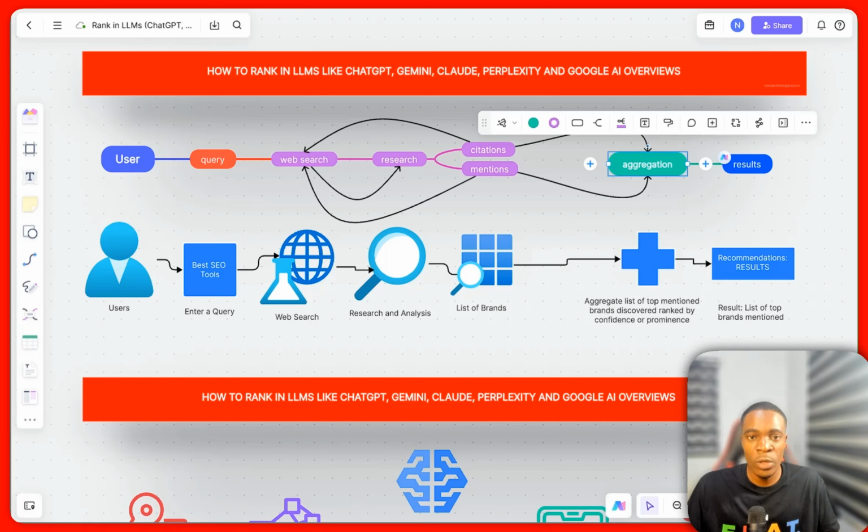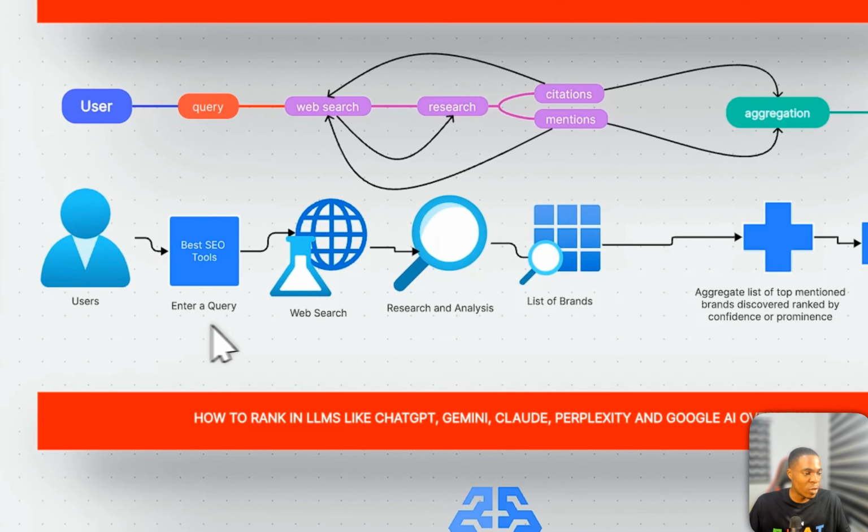Hello, so in this video, I'm going to walk you through step by step how you can rank your brand in Google AI Overviews and LLMs like ChatGPT, Claude, Gemini, and Perplexity. So without further ado, let's just get started.